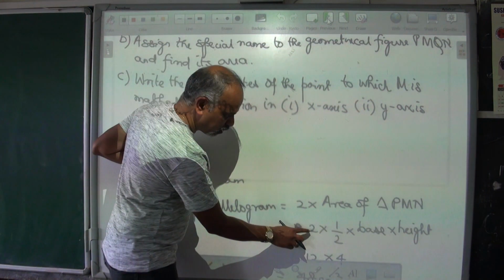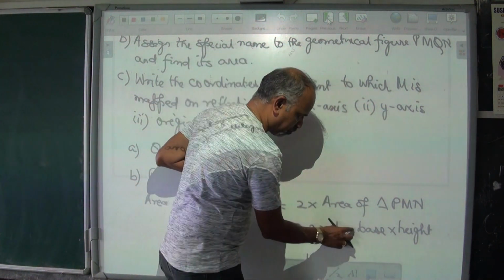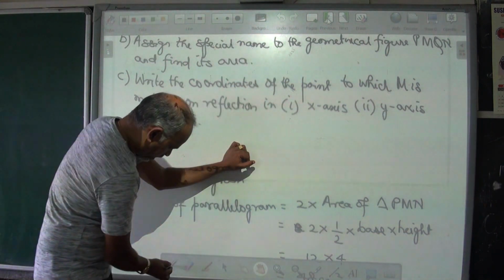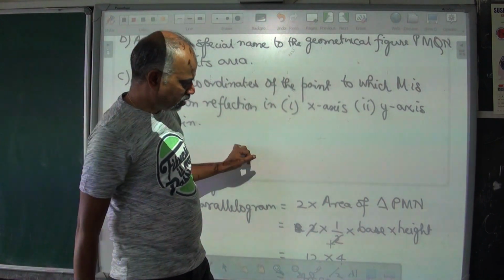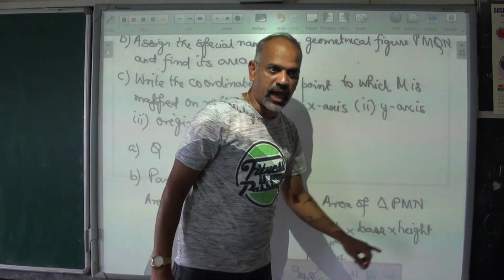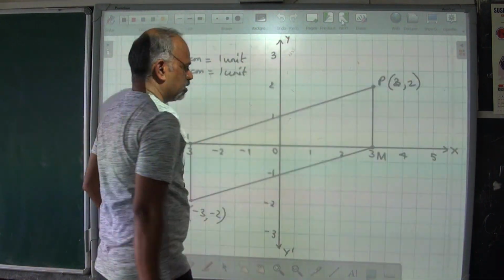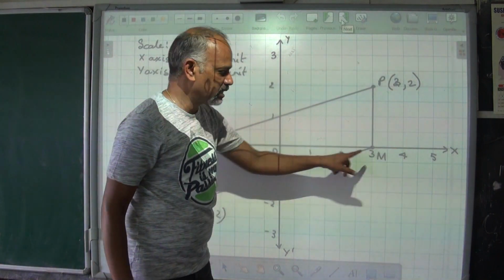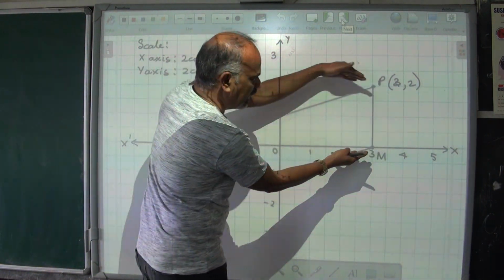That's equal to 2 into the area of the triangle, and the formula is half into base into height. So here the 2 and this 2 will get cancelled. You are left only with base into height of the triangle. Let's go to the figure. This is the triangle PMN. For this, the base is this much. This is the base, and that is the height.